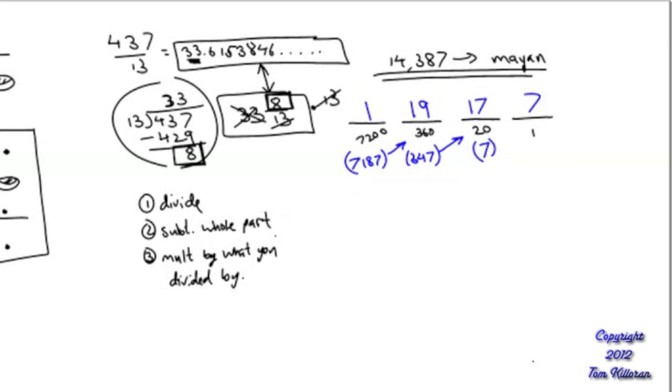Right. 7187 divided by 360. Subtract away the 19. It equals, times it by 360. Okay, I got to the 17. And now I subtract 17. I got point something, 0.35 something. Multiply by 20.